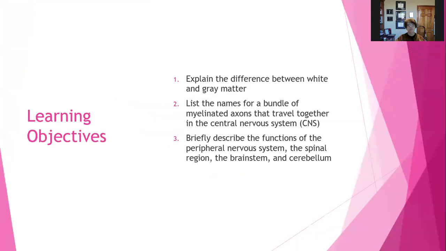So the learning objectives for this lecture, I want you to be able to explain the difference between white and gray matter in the nervous system, list the names of a bundle of myelinated axons that travel together in the central nervous system, and to briefly describe the functions of the peripheral nervous system, the spinal region, the brainstem, and the cerebellum. And when I say briefly, I mean really briefly, just briefly. Okay.